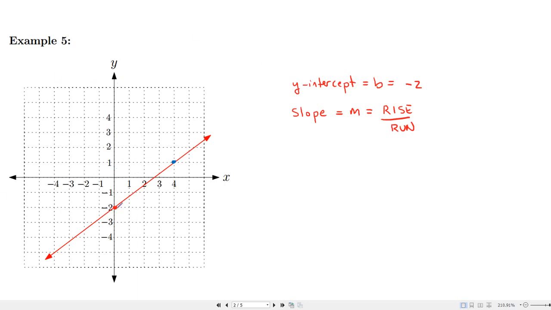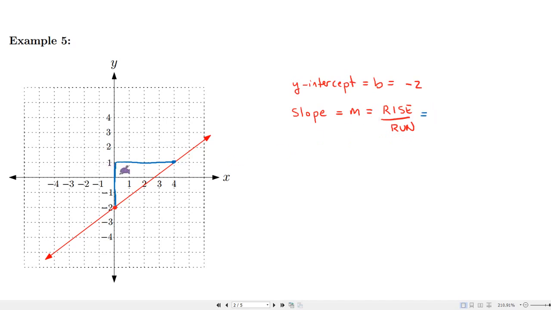So to go from the red point to the blue point, how would we do that? Well, we would have to rise 1, 2, 3. So the rise is +3, and the run is 1, 2, 3, 4. We're going in the positive x direction. So what is that again?